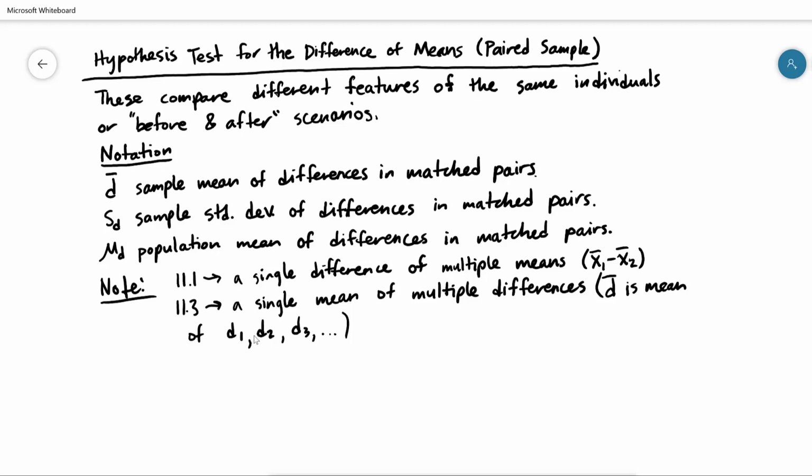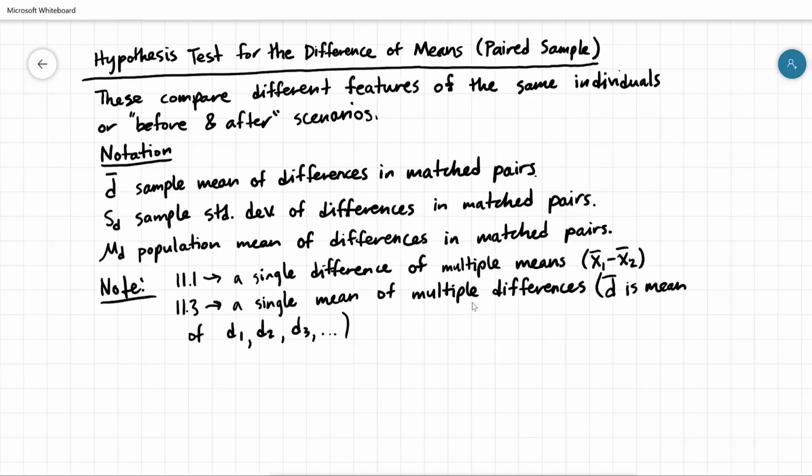We'd compute all these differences in their times to figure out a big long list of differences. Then we compute a single mean. So in this case, we are computing a mean of a bunch of differences. In 11.1, we computed a difference of multiple means. So a mean of multiple differences, or a difference of multiple means. That is the other big distinction here. So just keep that in mind.